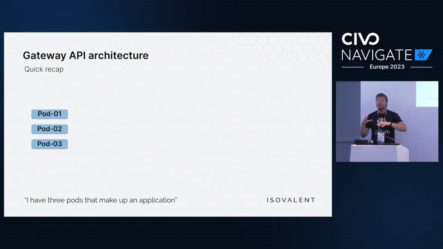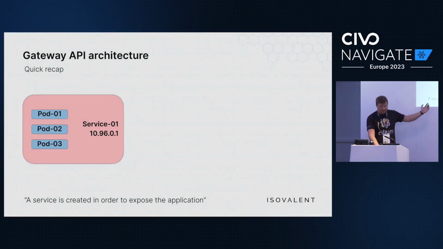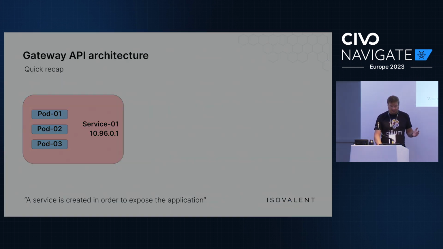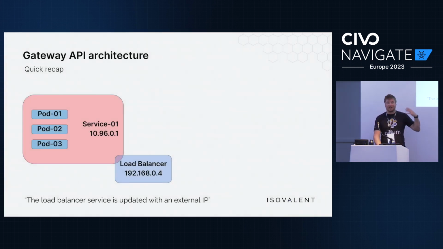So let's look at the new architecture. I went through the previous architecture of pods and services and things like that. The Gateway API architecture, as I mentioned, is made from a few more parts than that. So here's my infrastructure. I have 3 pods that make up my application. I've put a service on top of all of those. Oh, this is a quick recap, sorry. And then I use a load balancer to expose it to the outside world.